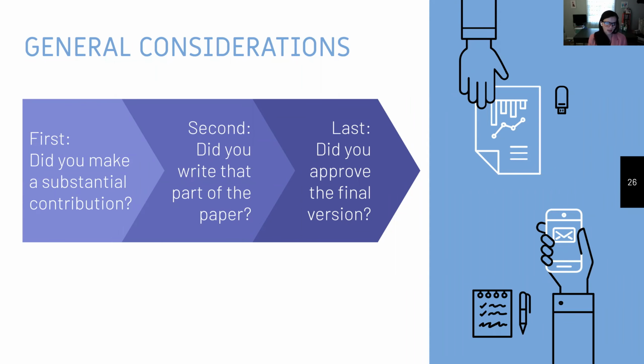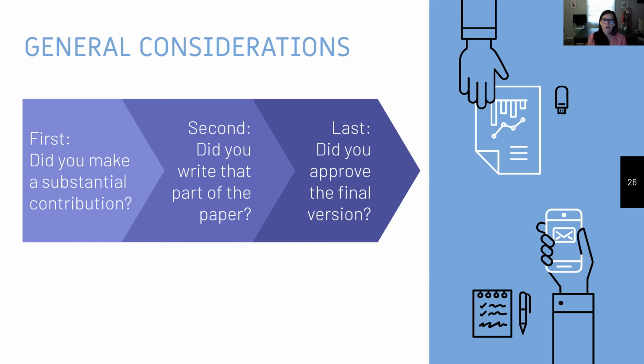The next thing that the ICMJE criteria list is, did you write that part of the paper? If you're involved in the design and the conceptualization of the project, are you also involved in the writing of the introduction or the methods? Is there a part of the paper that you can say, this is where I contributed and I wrote this portion? If you are not the writer of that portion, are you involved heavily in the editing process? Sometimes as a group, we designate one person to write because they're a great writer or because they have the time to do that work.